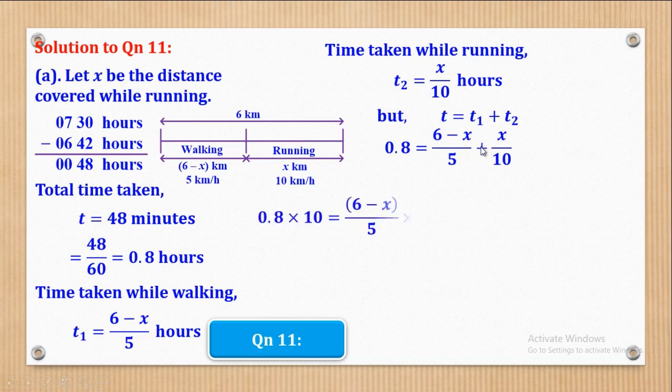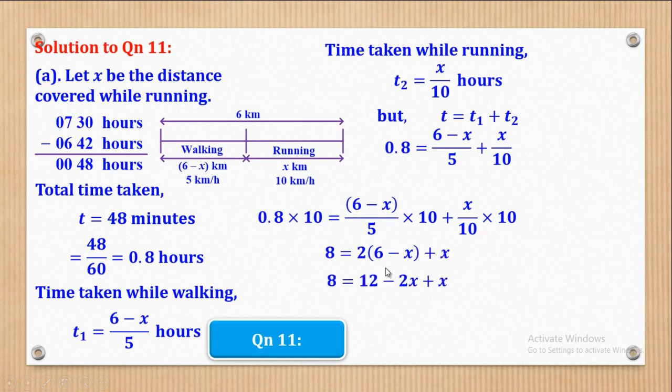First of all, we shall get the LCM, which is 10. So multiply throughout by 10 to come up with this. When I simplify, I'll come up with this. And when I expand, I'll come up with this. Then collect like terms, I'll come up with -4 being equal to -x.